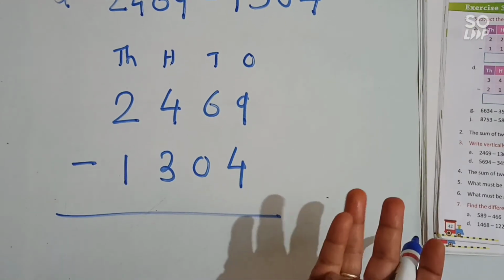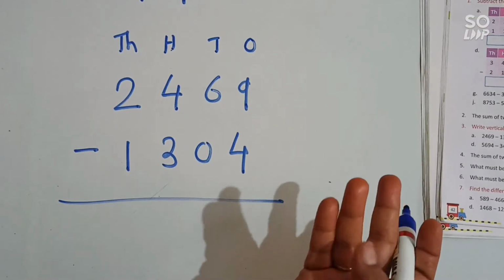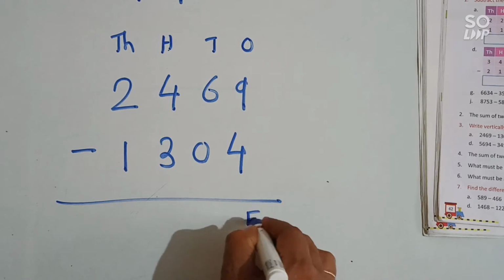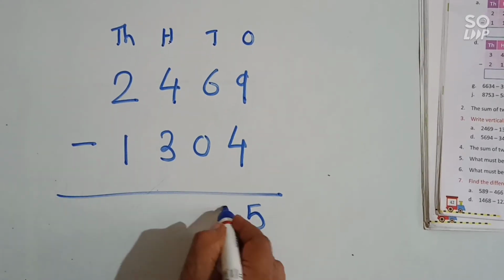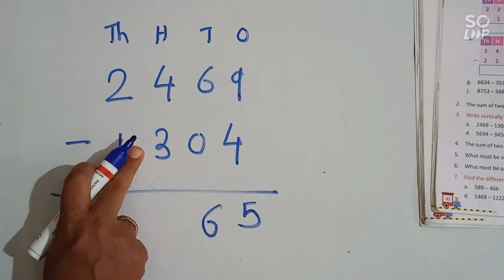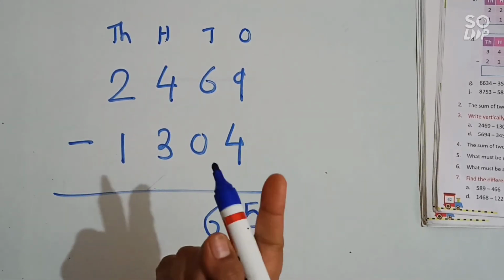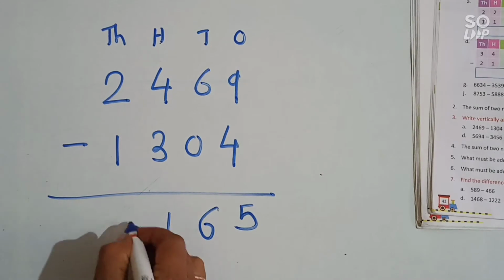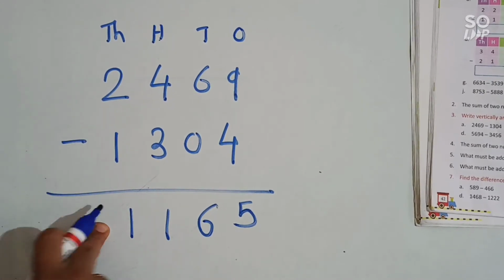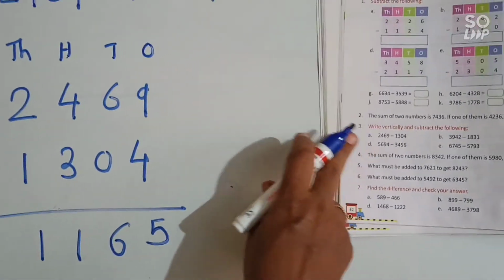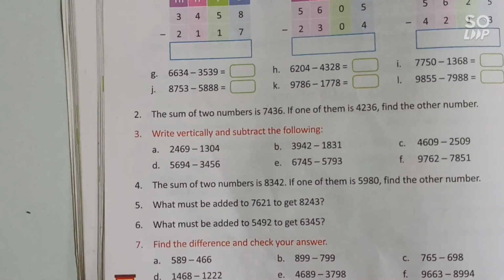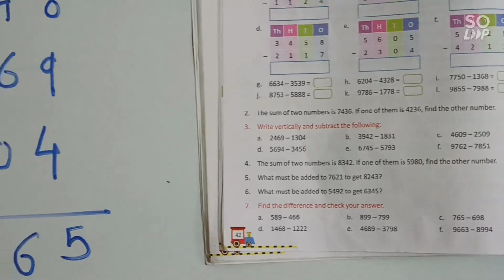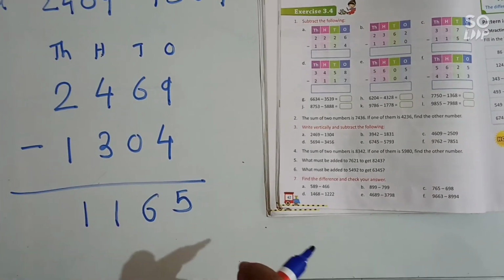After 4, 5, 6, 7, 8, 9. How many? 5. Then tens place, 6 minus 0, 6. Then 4 minus 3, 1. And 2 minus 1, 1. Okay, like this you have to complete question 3. First you have to write this vertically and then solve it. Now next, children.